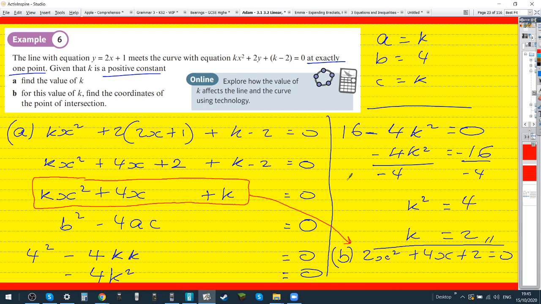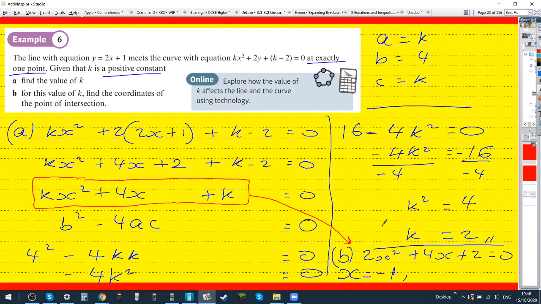What to do with that? Put it into the calculator. So it'd be 2x squared plus 4x plus 2. So x1 is just x. There is no x2 because there's only one solution. So x is just minus 1. That's why you're only getting one solution.